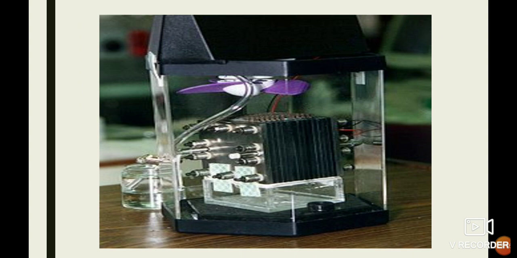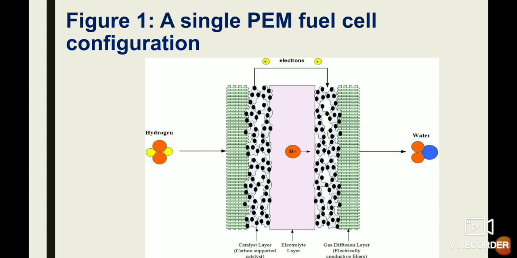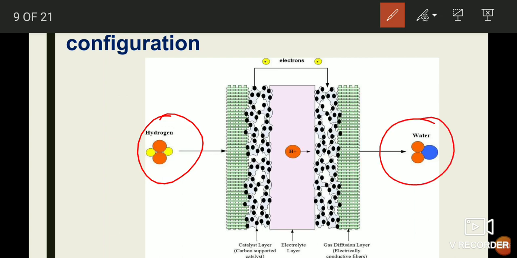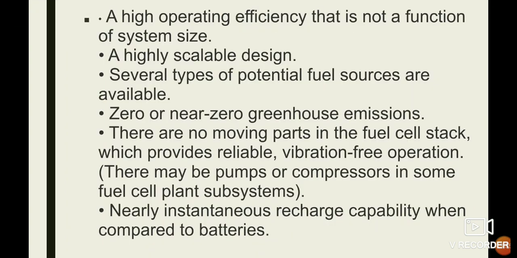Then this diagram is a fuel cell: a single PEM fuel cell configuration. PEM means proton exchange membrane fuel cell. The construction and working are also the same. Hydrogen acts as a fuel, and in another chamber, oxygen acts as an oxidant. Then as a catalyst, platinum electrode, and the electrolyte is a polymer compound, and then chemical energy is converted into electrical energy.